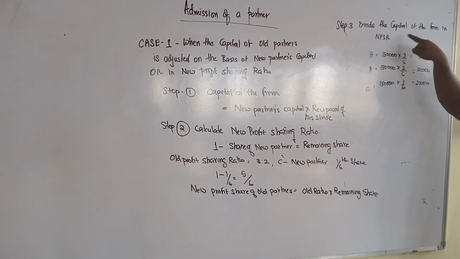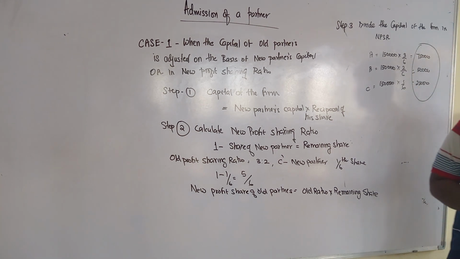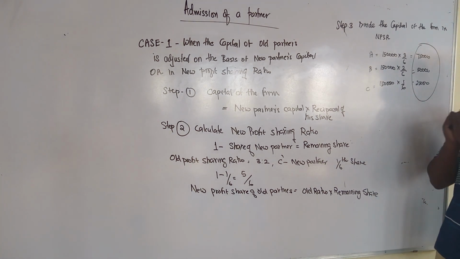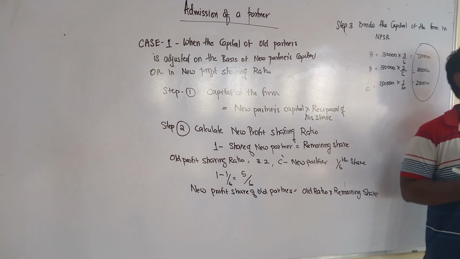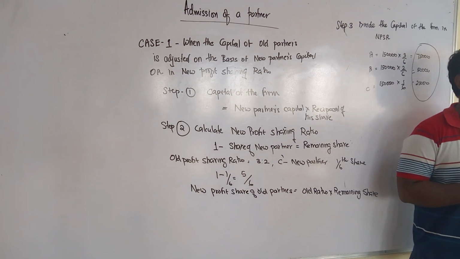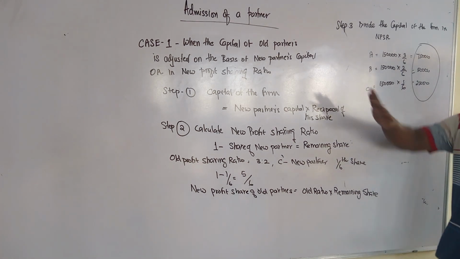Third, I will divide the capital of the firm in the new profit sharing ratio. The amount we get from this division is the new capital of each partner, which will be written in the partners' capital accounts. After that, I'll balance my capital account, and there will definitely be a difference, and the difference will be adjusted in cash or current account as the question says. That's it. That is all there is to admission of a partner after capital adjustments.